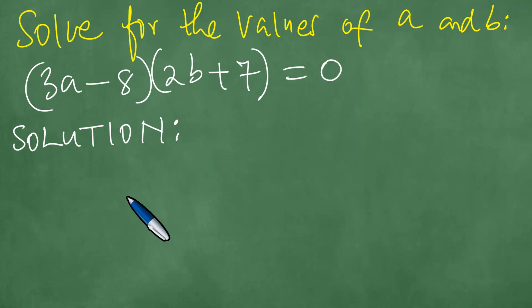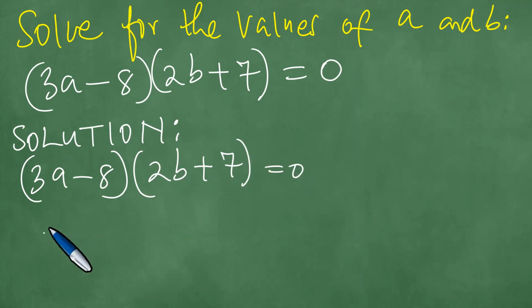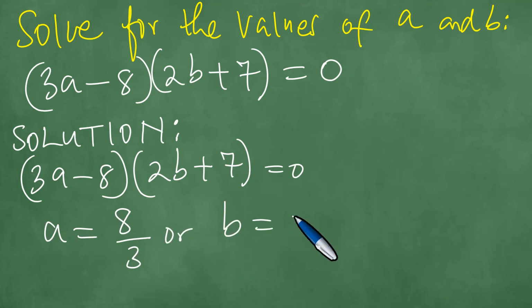So A is equal to 8/3, and B is equal to... okay, A is 8/3, or B is what? -7/2. -7/2. Well done.